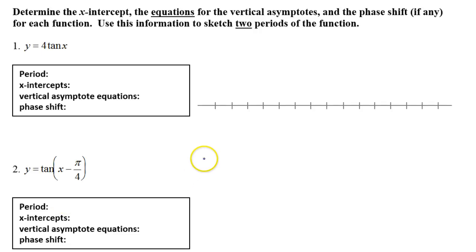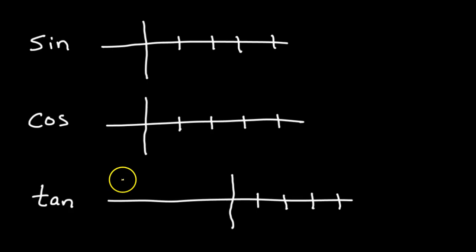In this video, we will practice graphing the tangent function with all different kinds of transformations, like a change in amplitude and a phase shift. But first, let's do 60 seconds of background information.